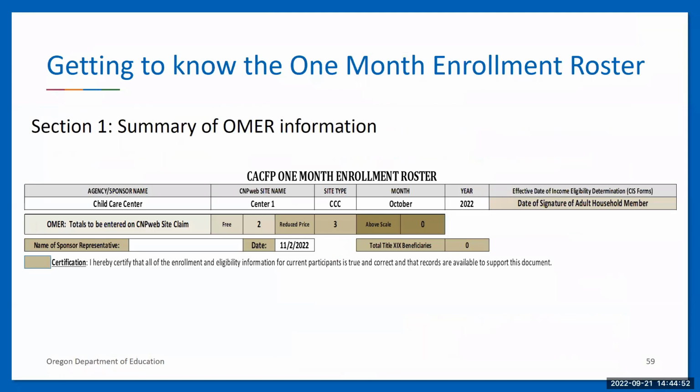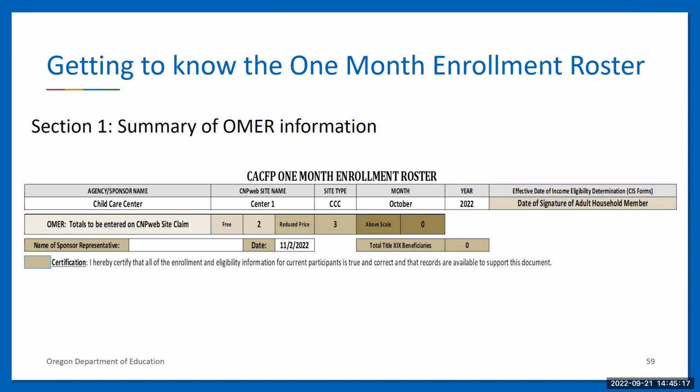The second tab of the spreadsheet is labeled Site Name. This tab can be renamed with the name of the specific site you are completing the OMER for by double-clicking the tab and entering the name of the site that OMER will be representing. This can be particularly helpful if you have multiple sites that you are completing an OMER for and you plan to have all sites in the same Excel document.